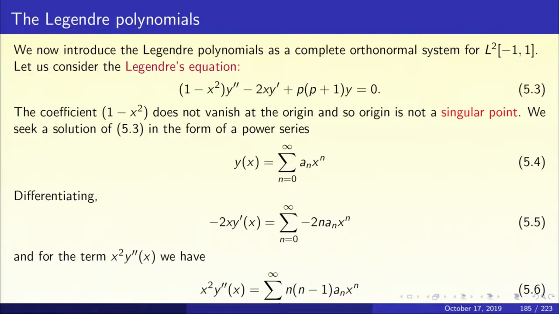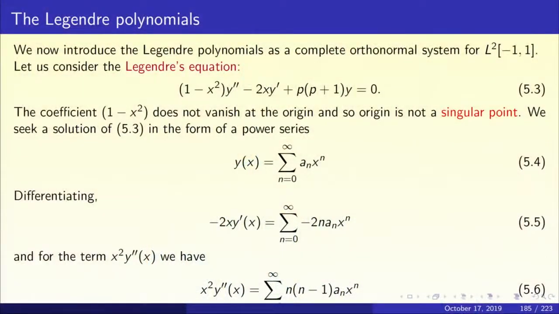First term disappears. Second term: minus 2 y prime of 1. Last term: P into (P plus 1) y of 1. But we have assumed y of 1 is 0. So what is the conclusion? Y prime of 1 is 0. Now that we have concluded that y prime of 1 is 0, let us differentiate the differential equation 5.3 with respect to x.